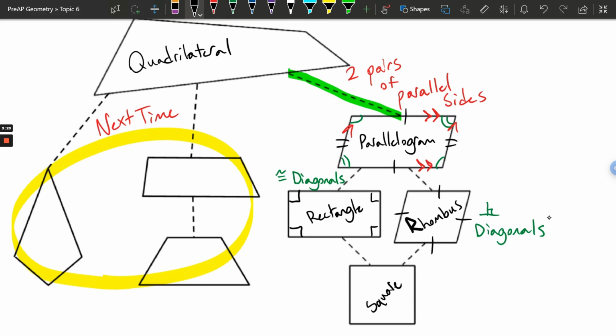And then finally we have the square. Since it holds all the properties, technically we don't have to draw this. But since the square is so special, I figured I'd do it justice. And like I said, the square has all of the properties above.